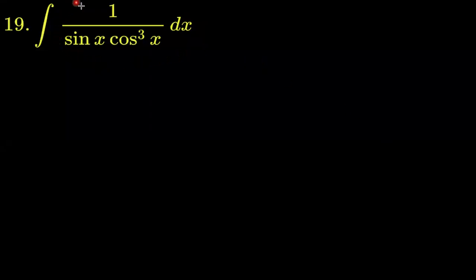To integrate this function, look carefully. You have sin x and cos cube x. That is 3 and 1 is 4. So if you divide both numerator and denominator by cos to the power 4x, what do you get? 3 plus 1 is 4. That's the idea.